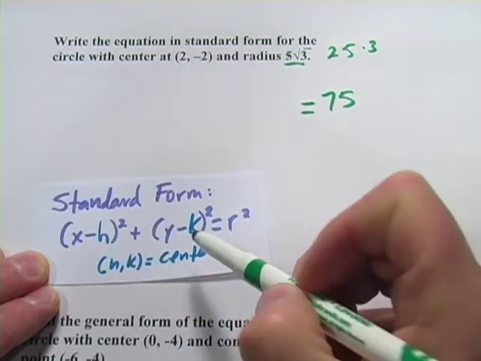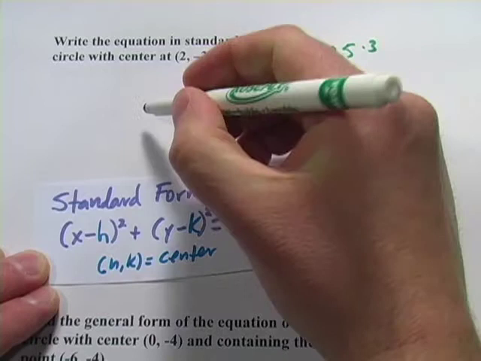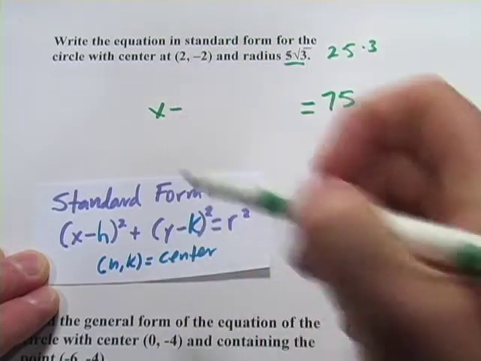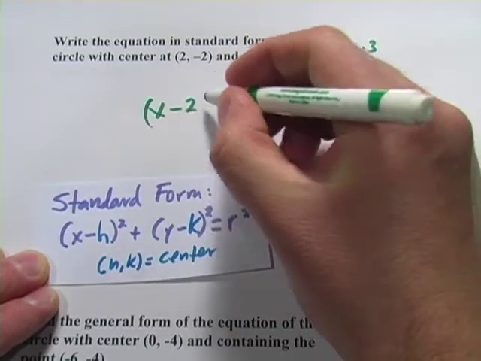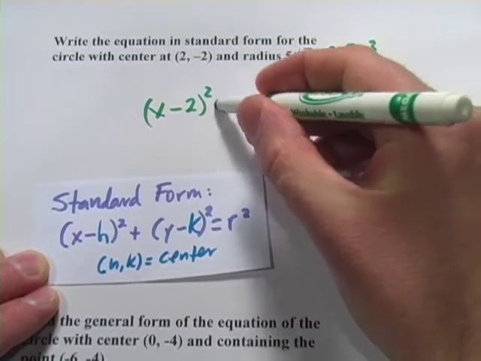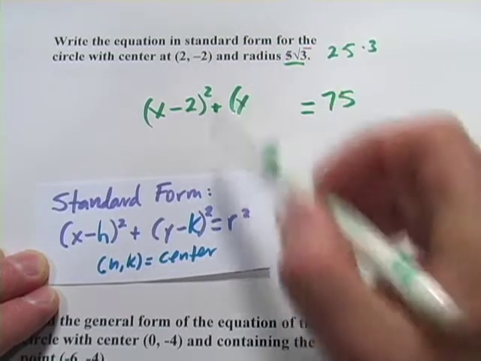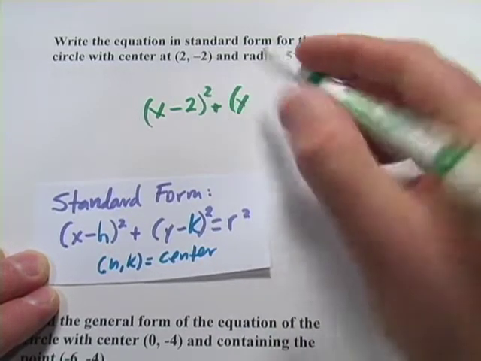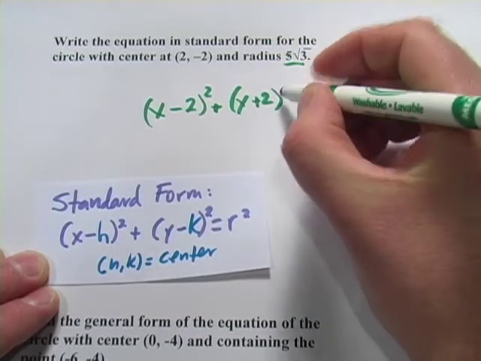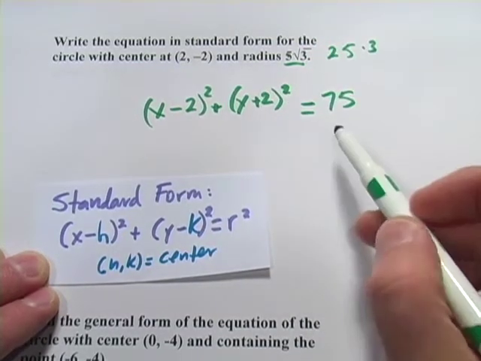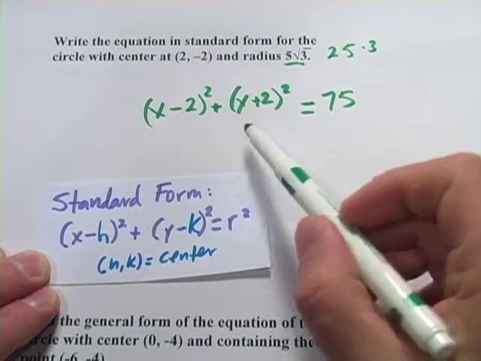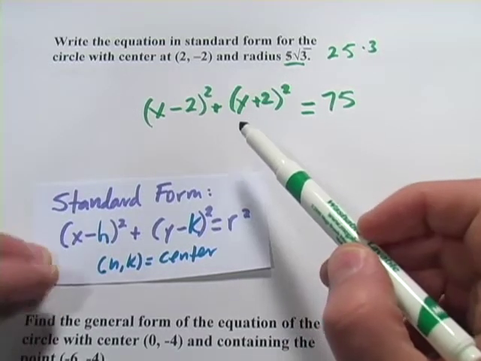And now we just have to fill in the rest of this formula. We're going to have x minus the x coordinate, so 2 squared, plus y minus the y coordinate of the center, and that's a negative 2, so y minus a negative 2 is plus 2 squared equals 75. And we're done. That's all there is to it. This is that circle in standard form.